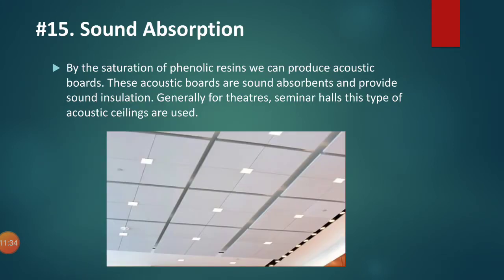Number 15, sound absorption. This is another property that is very important and is widely used for this purpose. By saturation of phenolic resins, we can produce acoustic boards. These acoustic boards are sound absorbent and provide sound insulation. Generally, for theaters and seminar halls, this type of acoustic ceiling is used. As shown in the picture below, a seminar hall where the ceiling is made of soundproof plastic material.